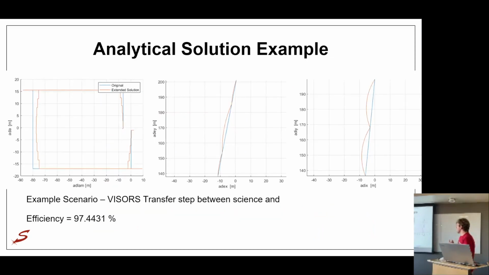This is an example where the blue trajectories are a step in our transfer between science and standby modes. This is in the three major ROE planes: the eccentricity plane, the inclination plane, and the relative symmetry axis, delta lambda plane.